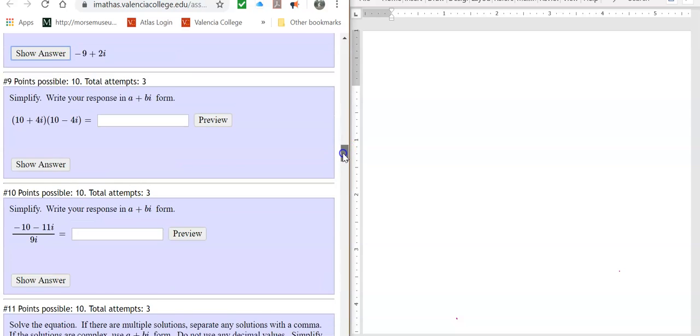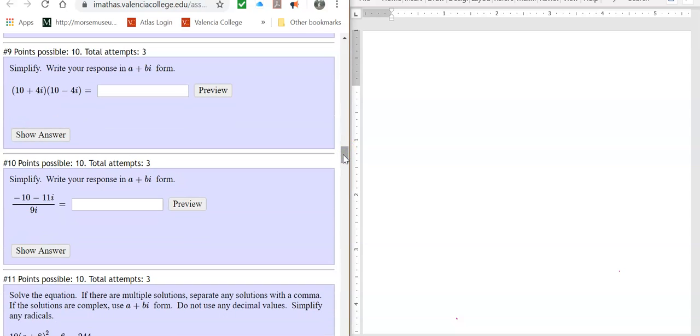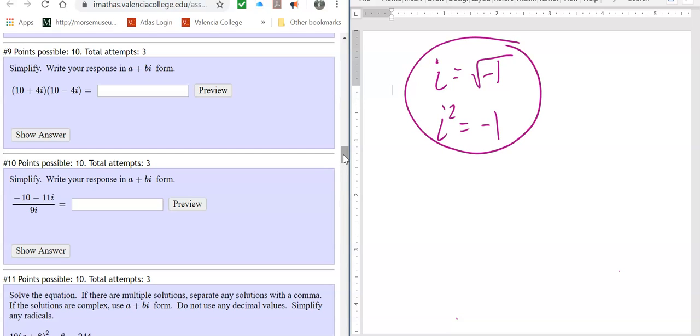Okay, we're cruising along. We're on number 9 now. We have to be careful when we start multiplying because we know that i is equal to the square root of -1 and i squared is equal to -1. You must memorize these, so come to the test with these memorized. You can dump them as soon as you get in the testing center, just write them on top of the paper and that's fine, you'll have them as a reference.